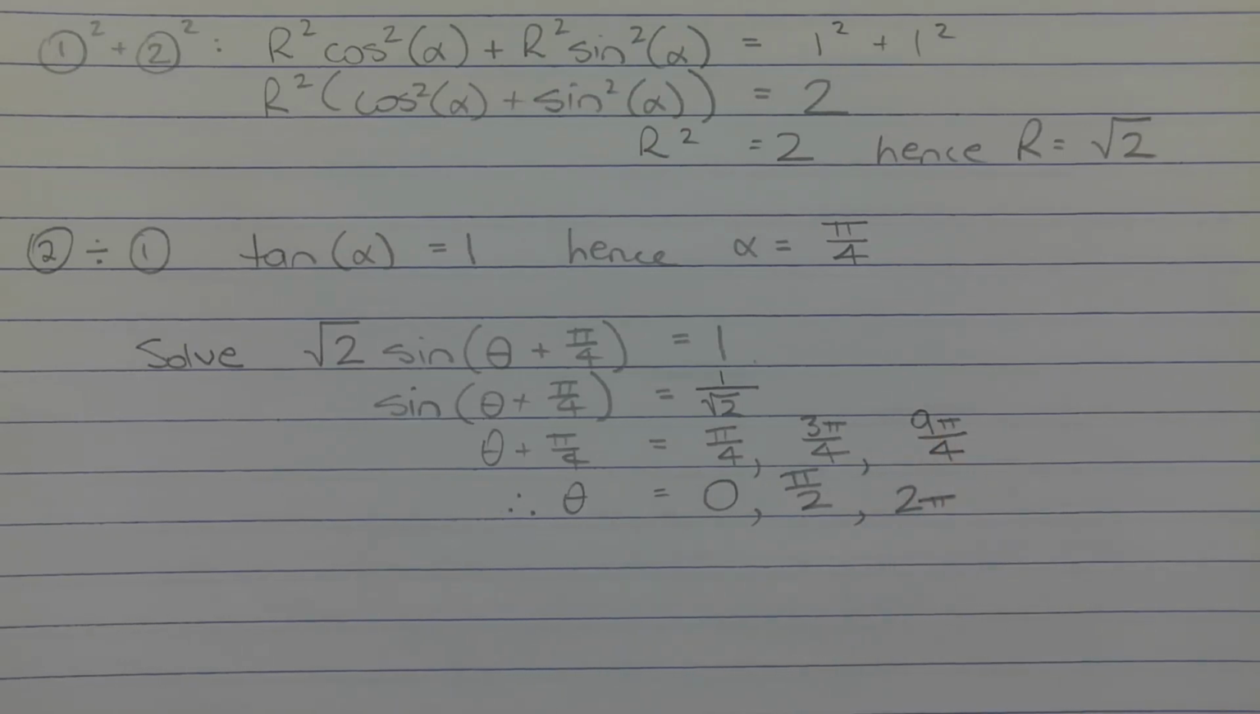And again, thinking ahead, I know I have to subtract pi over 4 later on, so I want to make sure that I get every solution possible. So subtracting pi over 4 to make theta the subject from these three values, we end up with theta equals 0, pi over 2, and 2 pi.